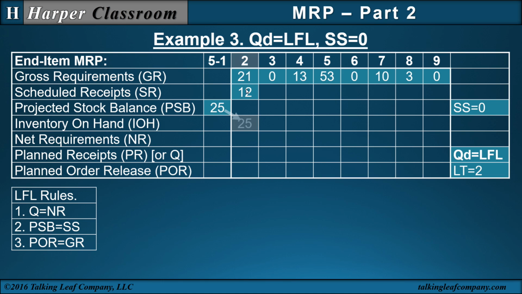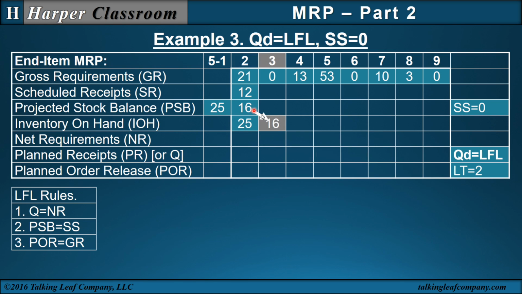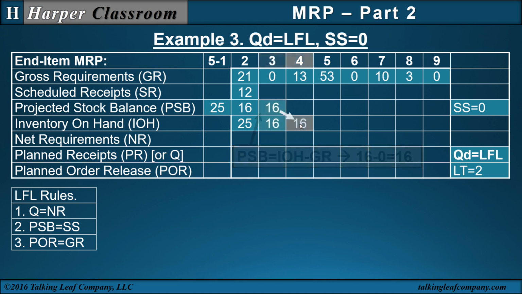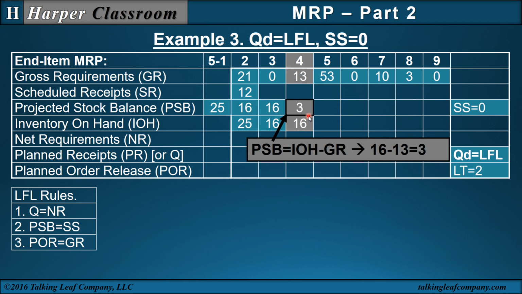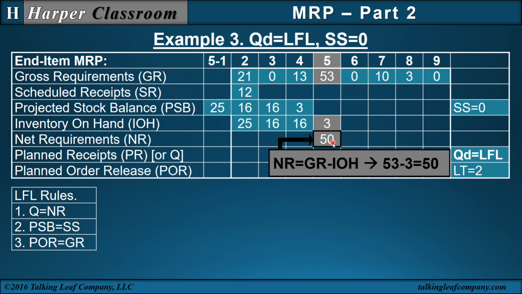First time period. As before, we bring down the balance as the inventory on hand, and the projected stock balance is the inventory on hand, plus the receipts minus the requirements equals the balance. The balance is brought down as the inventory on hand. No requirements, so it carries over as the balance. The balance is brought down as the inventory on hand minus 13, gross requirements, results in a balance of 3. The 3 is brought down as the inventory on hand, but this time we have a gross requirement of 53, and that difference will be the net requirements.